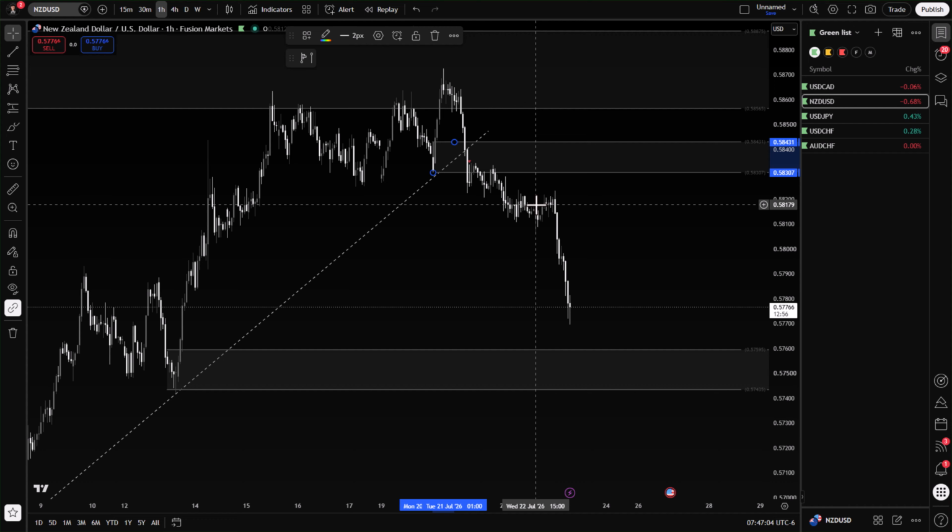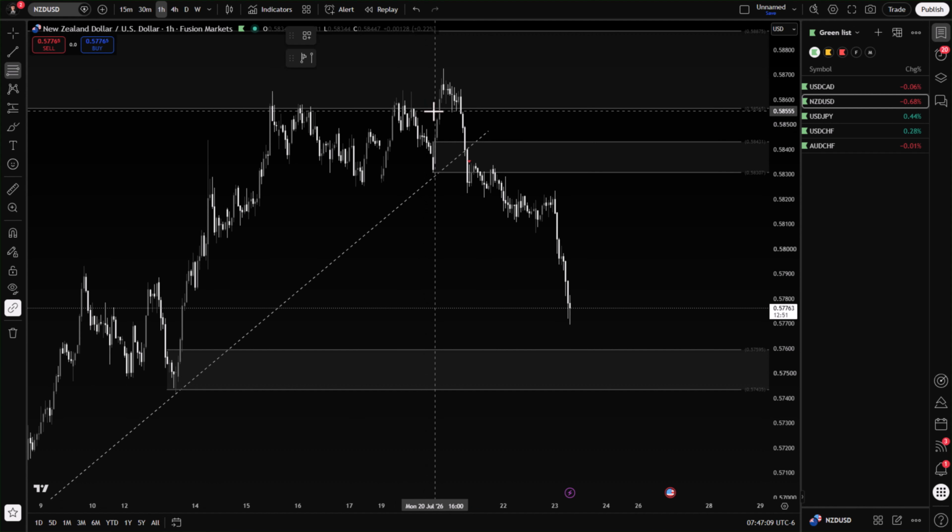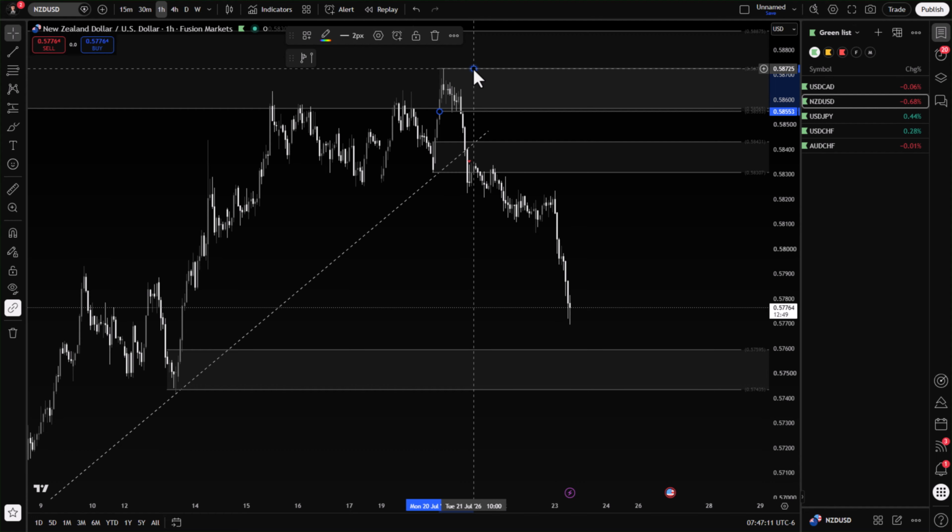On the 1 hour time frame, we can see clearly how this level of demand was taken out. Now we have two options here. We have this area of supply up here, and we have this other area of supply.